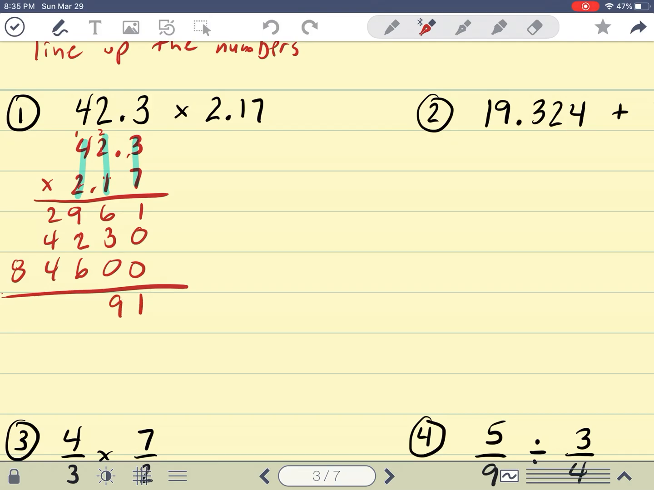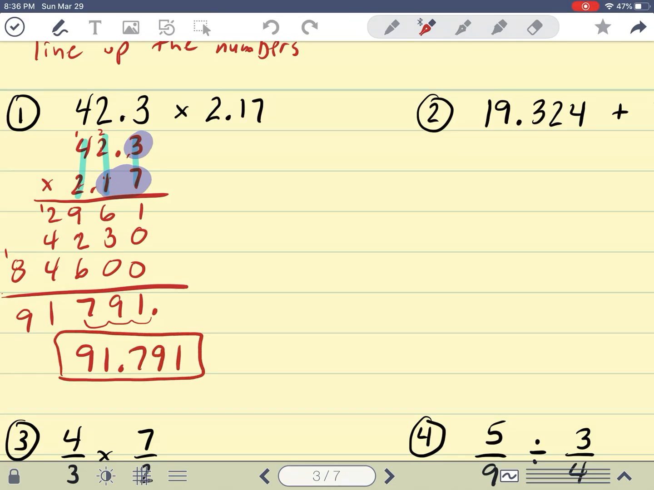Now we add all these up. 1, 9. Okay, 9 and 2 is 11, plus 7, or 6 is 17. Okay, we got 10, 11, 1, 9, 1, 7, 9, 1. Okay, are we missing something? Yes, absolutely. Because we have 2 numbers behind the decimal here and 1 number here. So we have to move this decimal 3 places. 1, 2, 3. So our final answer is 91.791.